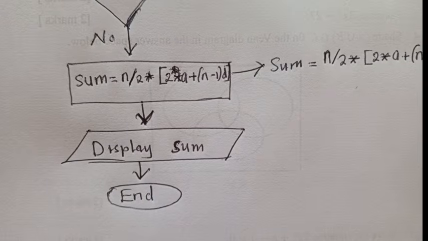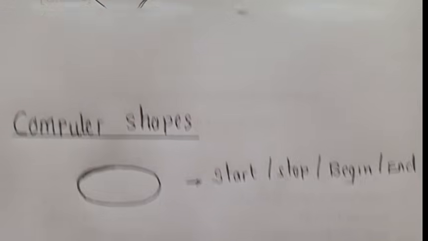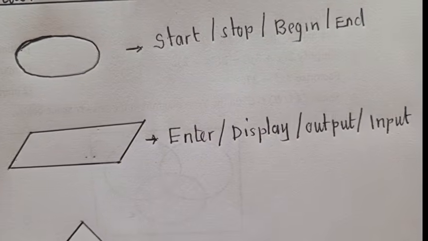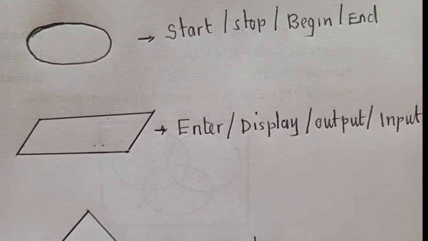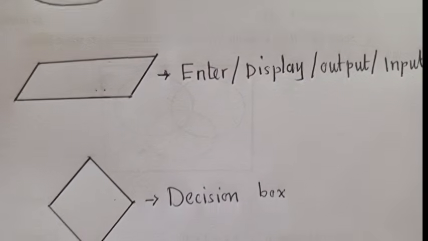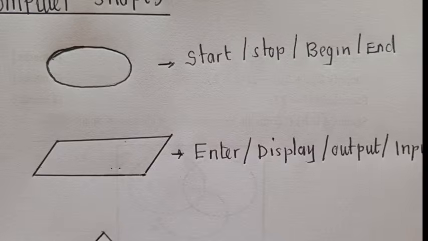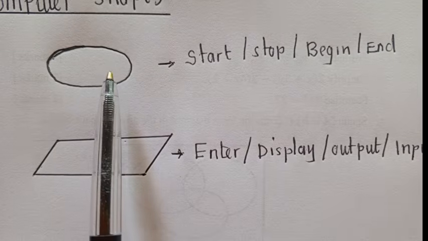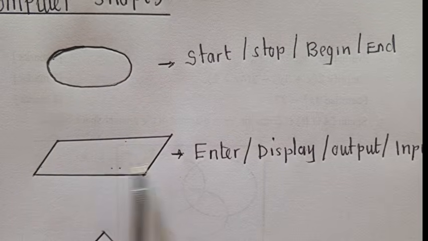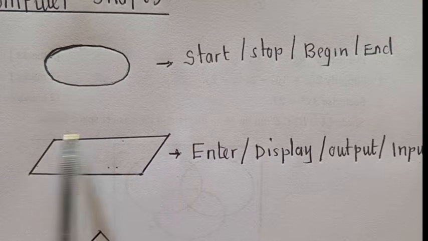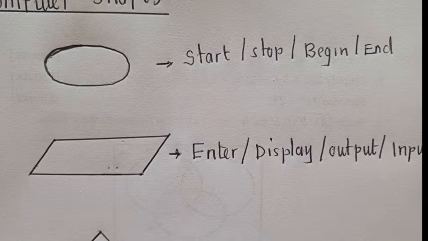So the key thing on this topic is to know the shapes and what they mean. This is a key. You can see all the words which I was following are right here with the shapes. So there are 4 shapes and the words. In the first shape, this is where you do your start, stop, begin, end. And at whichever point you meet the word enter, display, output, input, this is the shape you're supposed to use.